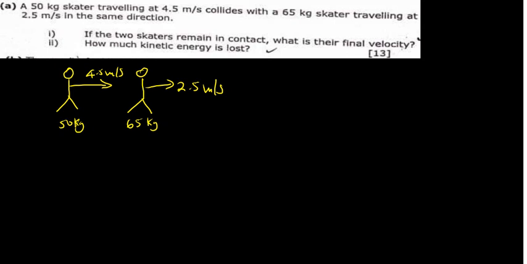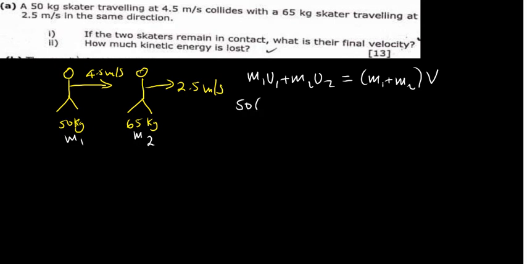So using the conservation of momentum, m1 u1 plus m2 u2 is going to be equal to, since these get to stick, they're going to have the same combined velocity, so we just add their masses and then they'll move at the same final velocity. So let me call this m1 and this m2. Therefore m1 is 50 kg moving at 4.5, m2 is 65 moving at 2.5, and that will be equal to, we just add the masses, 50 plus 65. So I want to find now the final velocity.